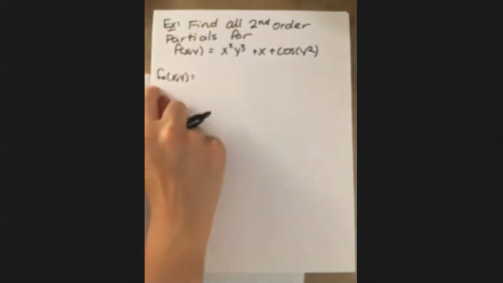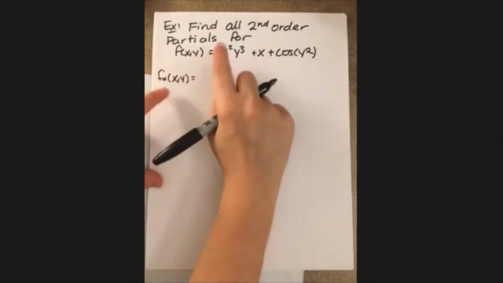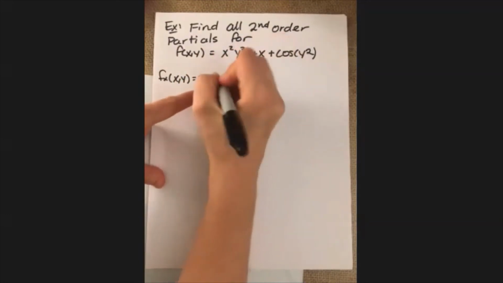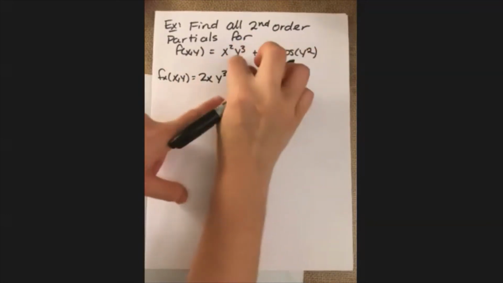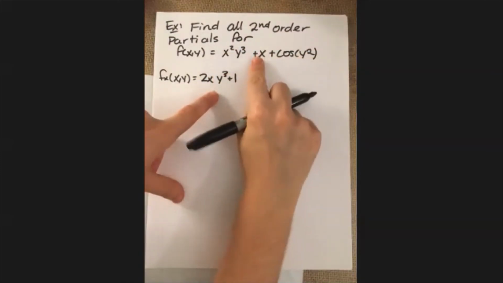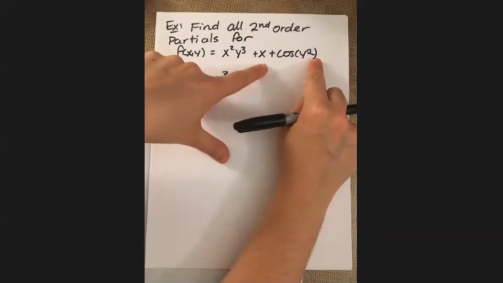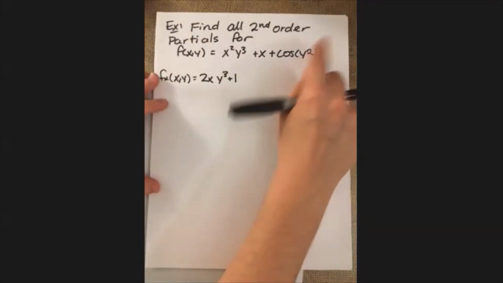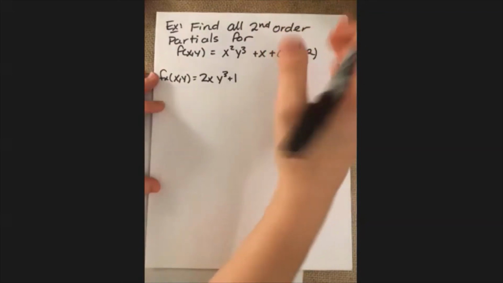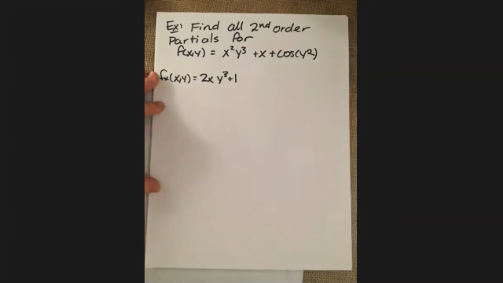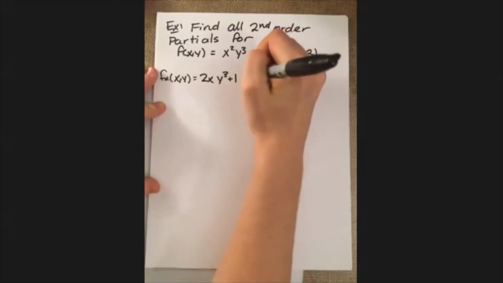So this is the derivative of f with respect to only x, and that's going to give us 2x, so that's the derivative of the x squared. The y cubed gets treated as a constant. We have plus 1 here from the x, and then this cosine y squared is actually going to be 0, because plugging y squared, it's just a number into cosine, so this is all still just a number relative to x. So that part goes away.